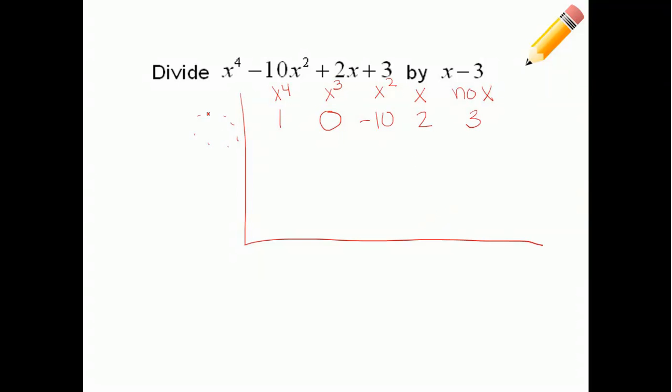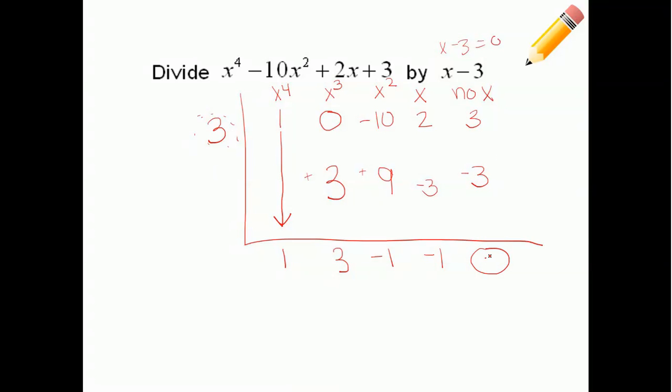What's going to go out here? What am I going to divide by? Well, whatever makes x minus 3 equal to 0, so x has to be 3. Let's do our synthetic division. So, first things first, drop that 1 like it's hot. Okay? 1 times 3, 3. 0 plus 3, 3. 3 times 3, 9. Negative 10 plus 9, negative 1. Negative 1 times 3, negative 3. 2 minus 3, negative 1. Negative 1 times 3, negative 3. And I get a big fat 0.